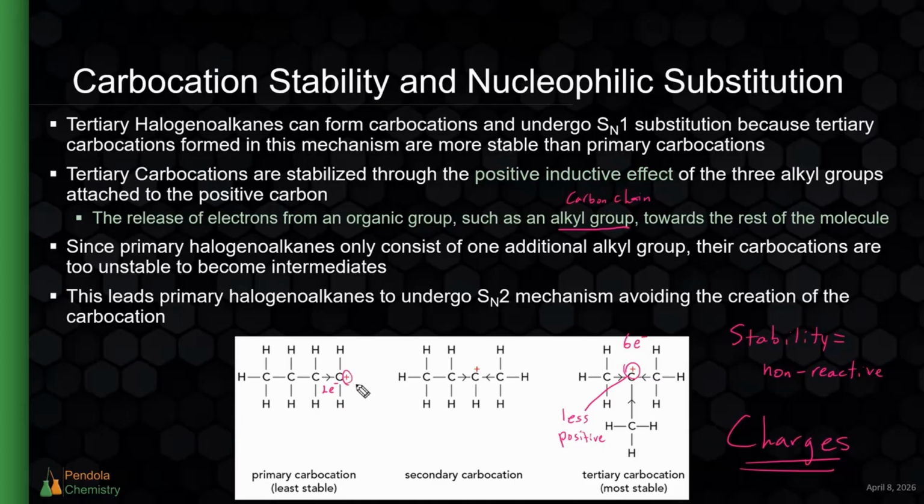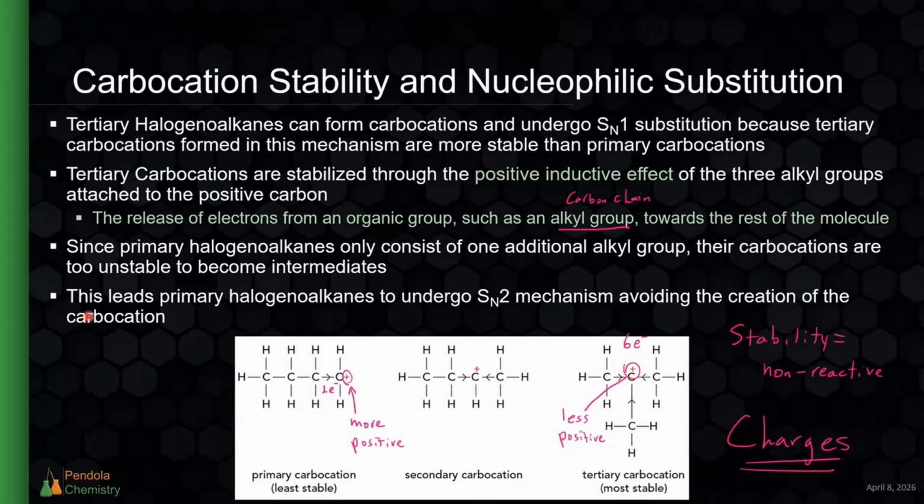So it only has 2 electrons kind of counteracting the positive charge. That makes that positive charge more positive. Because the positive charge on a primary carbocation is more positive than the positive charge on a tertiary carbocation, which is less positive, the tertiary carbocation is more stable because it's not going to attract nucleophiles as easily. It's going to exist for longer.